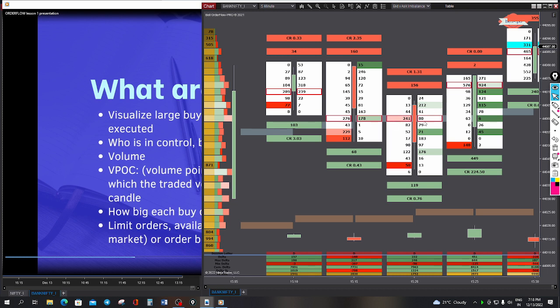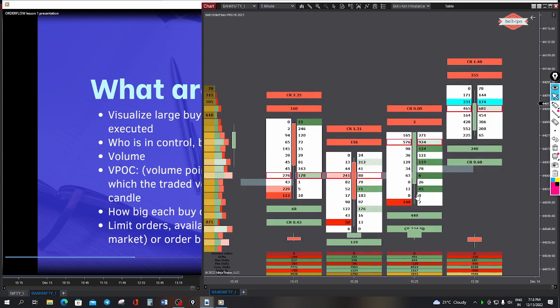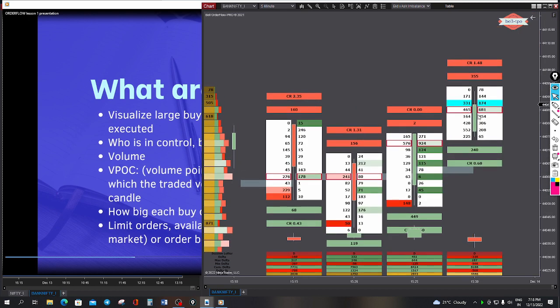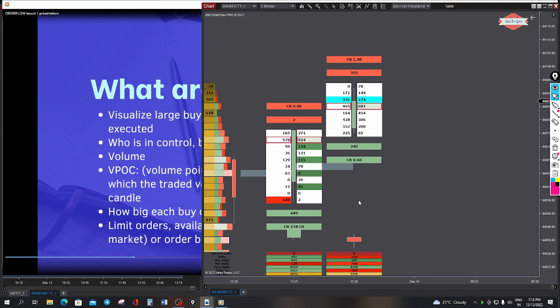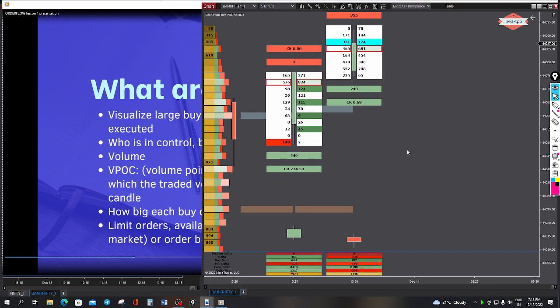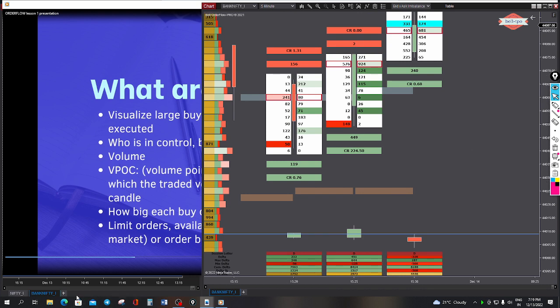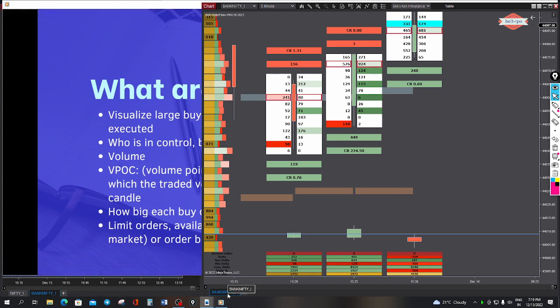This is the point of control in this candle. This is the point of control in this candle. There, that is the point where the highest number of trades have been taken. So this is 465 plus 681, approximately 1100 plus. So there is no bigger number than this. That is the point of control, and that is where maximum trades happen.